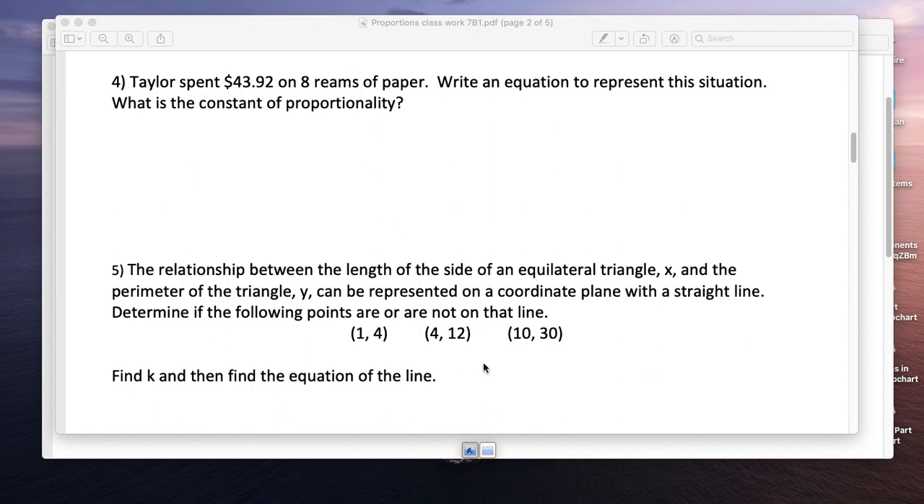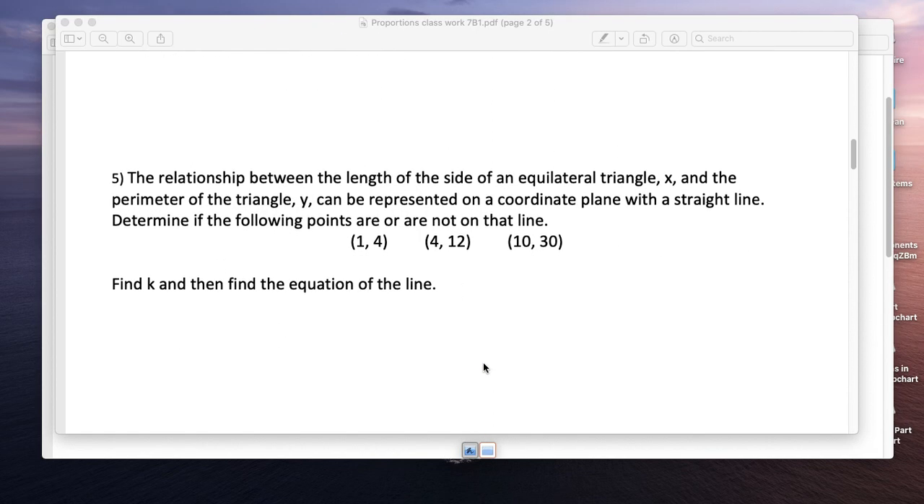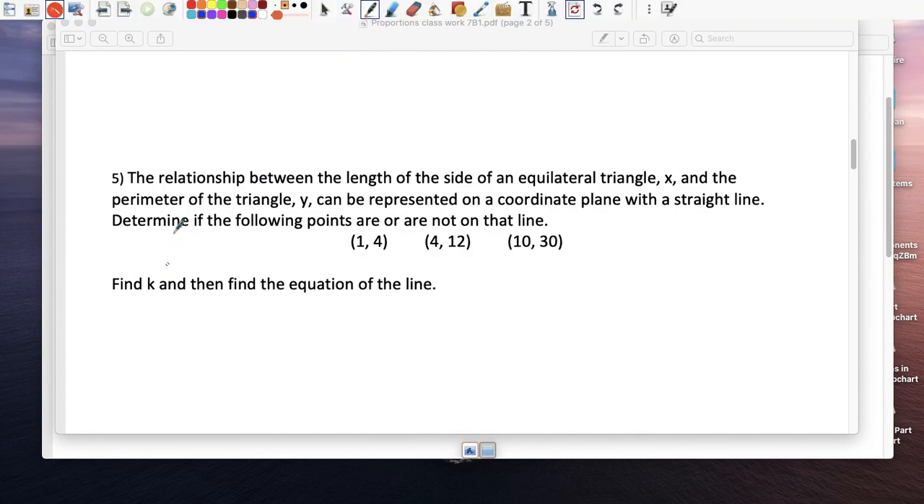5. The relationship between the length of the side of an equilateral triangle, x, and the perimeter of the triangle can be represented on the coordinate plane with a straight line. Determine if the following points are or are not on the line. All right, so think about what that means. So let's create an equilateral triangle. Equilateral means all the sides are the same. So if that's 1, this is 1, and this is 1. So when the side is 1, what's the perimeter? The perimeter of that triangle would be 3.